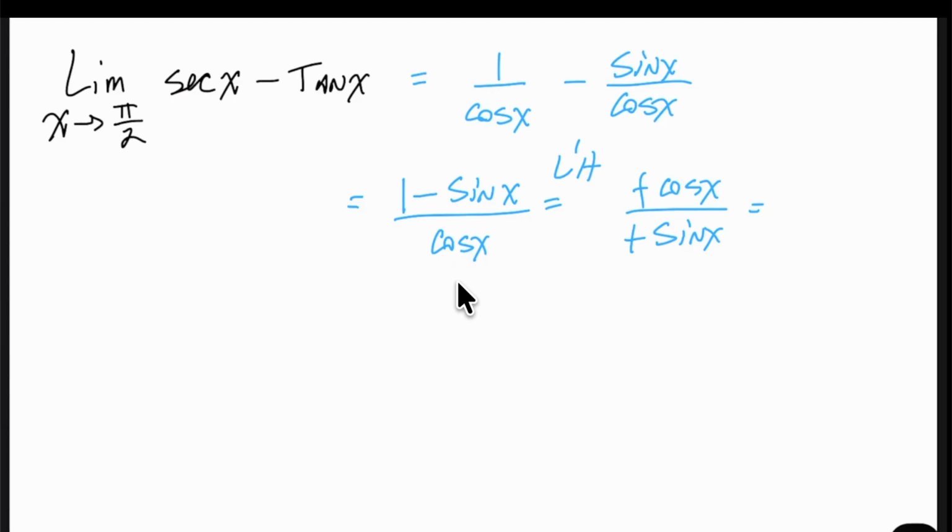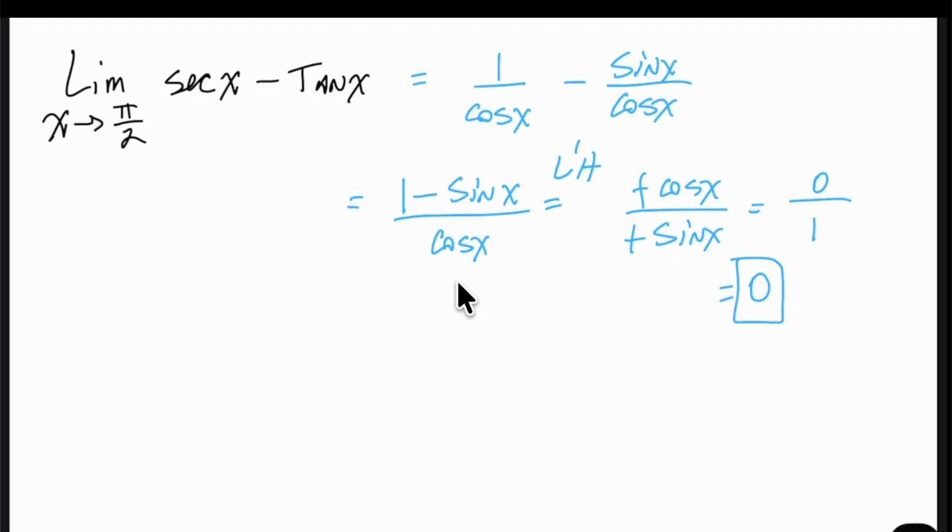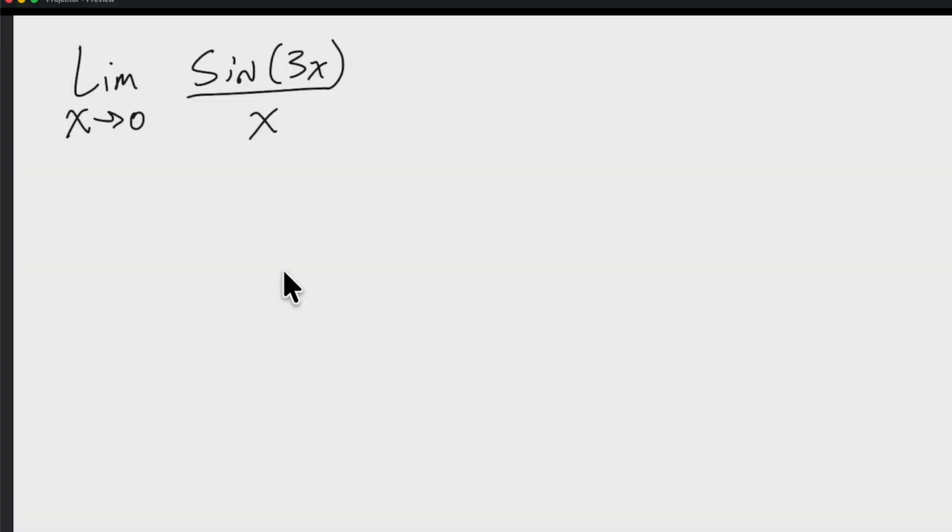And the cosine of 90 degrees is 0. The sine of 90 degrees is 1. Our final limit, folks, is 0.